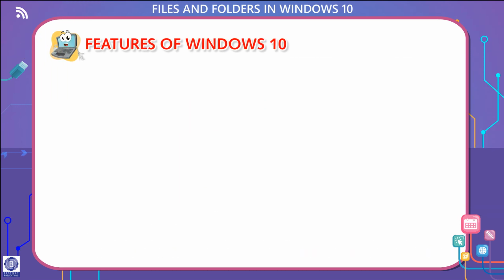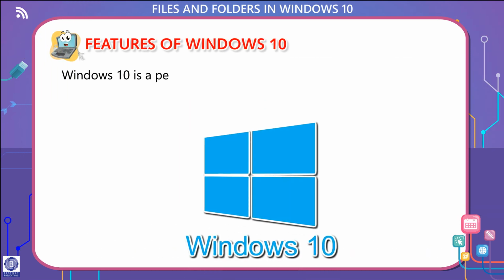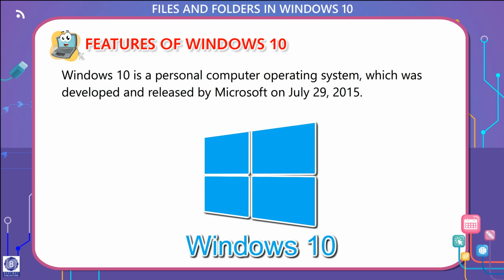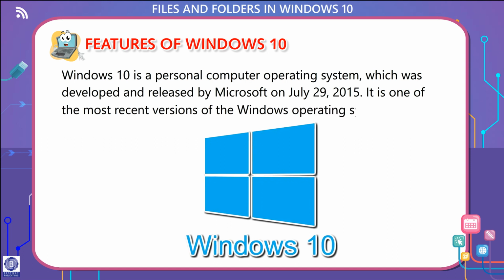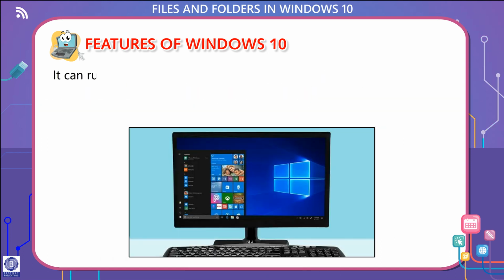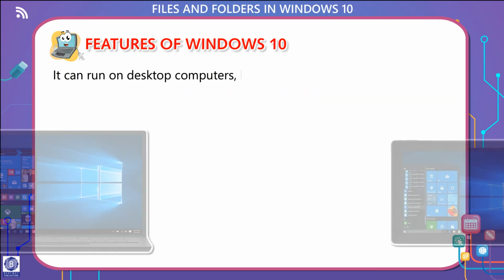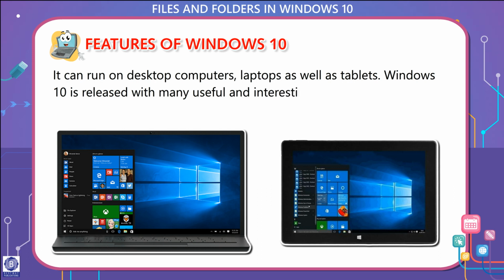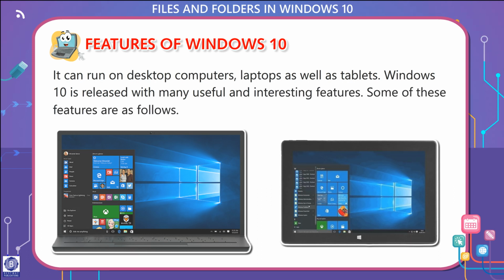Features of Windows 10. Windows 10 is a personal computer operating system which was developed and released by Microsoft on July 29, 2015. It is one of the most recent versions of the Windows operating system. It can run on desktop computers, laptops as well as tablets. Windows 10 is released with many useful and interesting features. Some of these features are as follows.